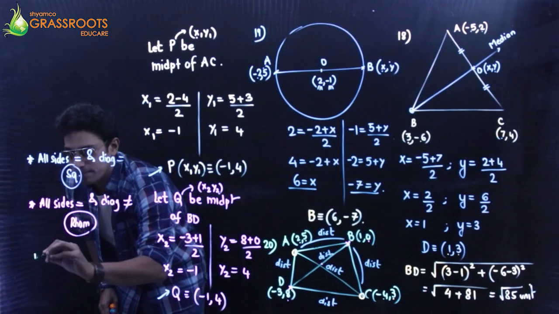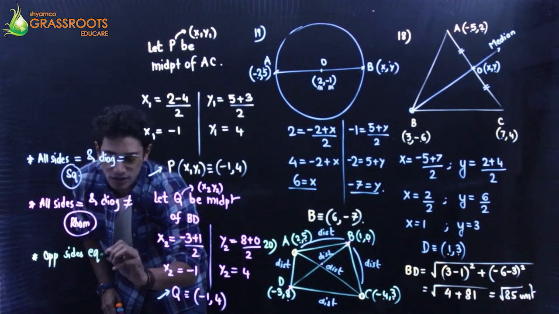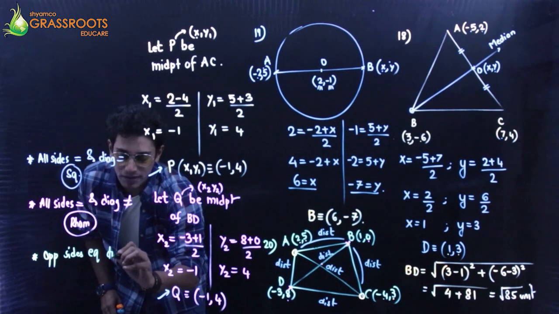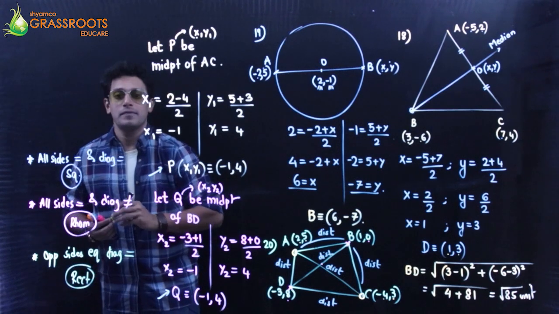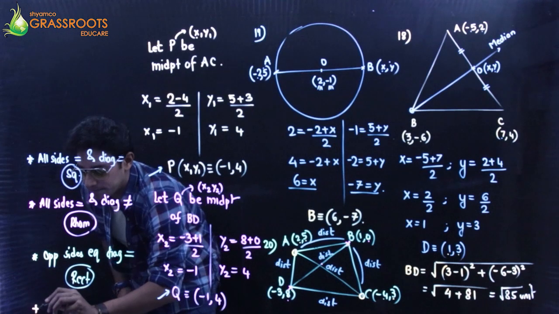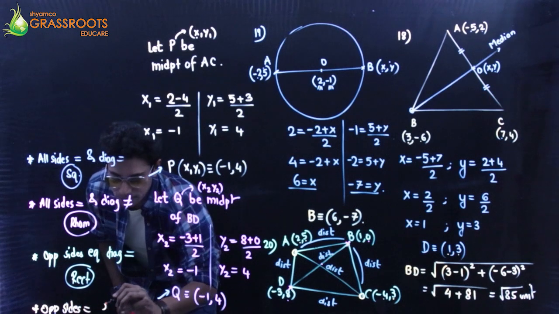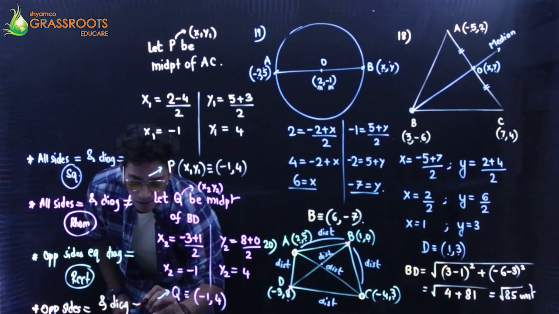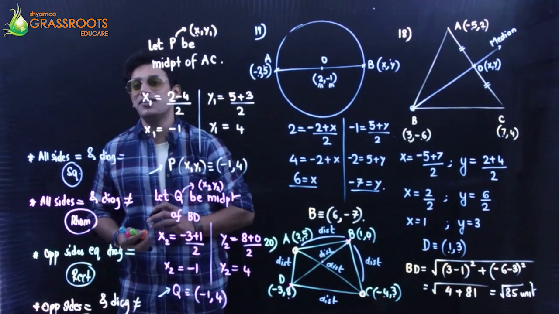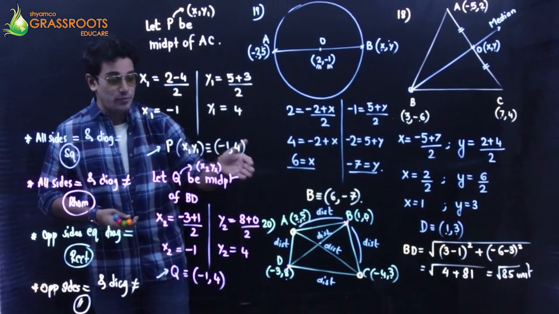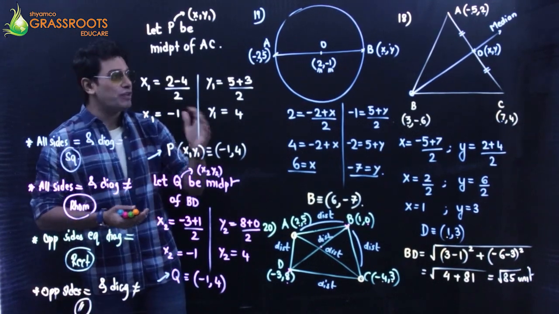Next, if opposite sides are equal and diagonals are also equal, it's a rectangle. And if opposite sides are equal and diagonals are not equal, it's a parallelogram. Remember, so 4 conditions. After that, you are in a position to decide whether this figure is any one of these. All right, so we're done with 3 more questions.